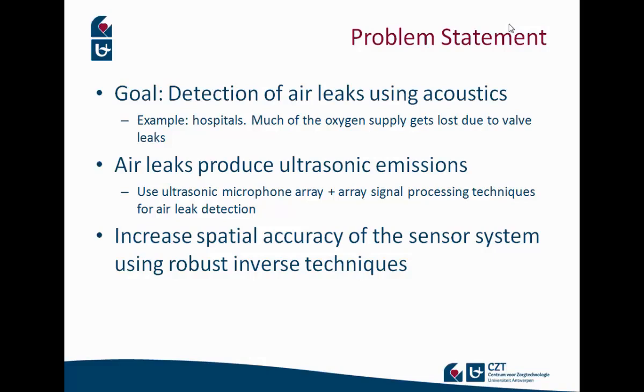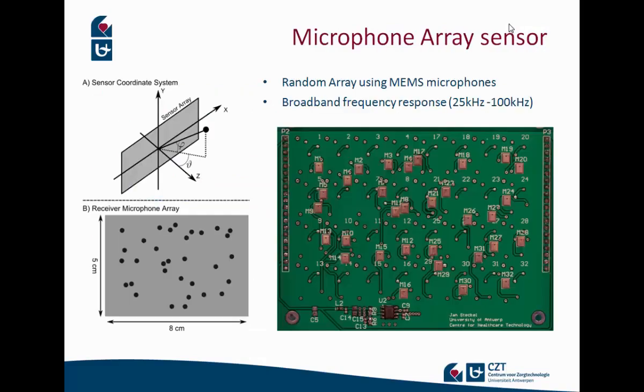So we know that air leaks produce ultrasonic emissions that are caused by turbulences. When you have a small leak, the air goes out, you get some effects there in the air, and you get some ultrasonic emissions. And using a microphone array and some signal processing techniques, you can detect those air leaks. There has been a lot of work previously. But we wanted to look at, can we increase the selectivity and the spatial accuracy of the system using some inverse techniques. So this is the sensor array that I'm talking about.